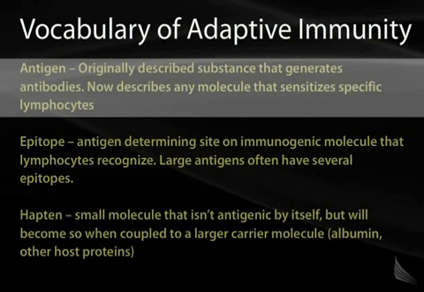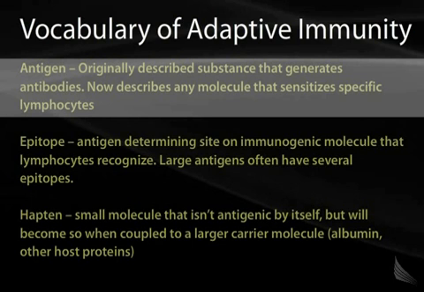So an antigen, in contrast, is an originally described substance that generates antibodies. That's how it got its name. Now it describes any molecule that sensitizes specific lymphocytes. So anything that could cause an immune response is an antigen. However, going back to the previous slide, not all antigens are immunogens. So that's something to keep in mind.